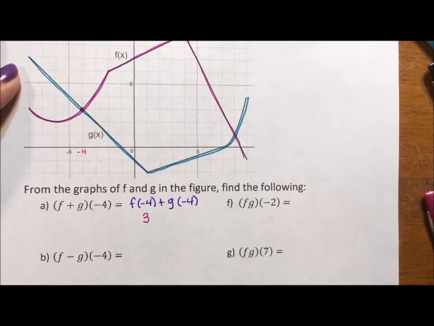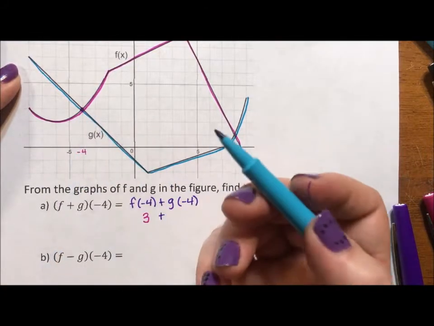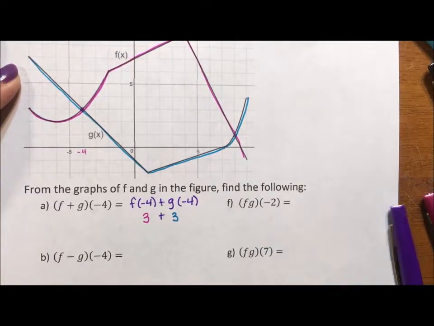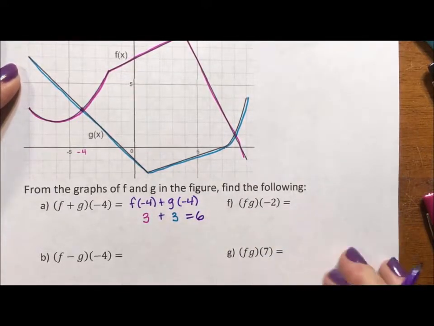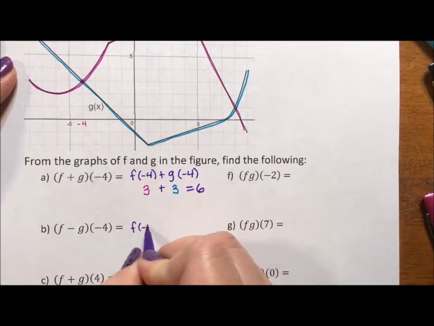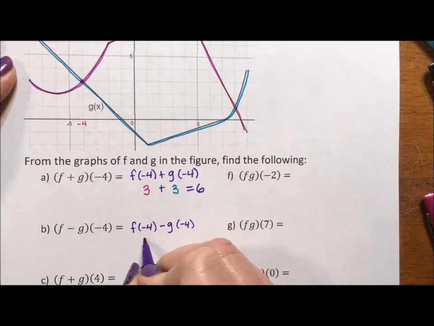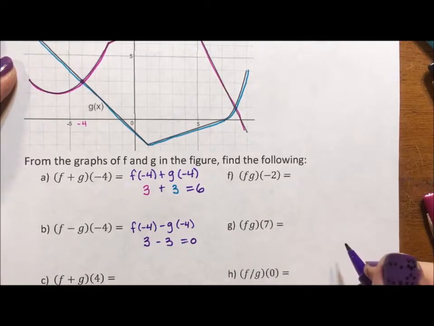All right, so now we do the same thing with g. When the input is negative 4, what is the output for g? That is also 3. And 3 plus 3 is 6. For our next one, we're asked about the same thing, but this time it's f of negative 4 minus g of negative 4. Well, these we have right here. This is going to be 3 minus 3, which is 0.